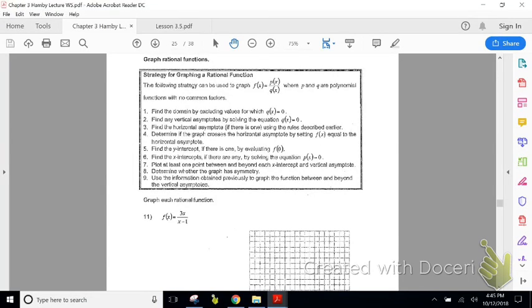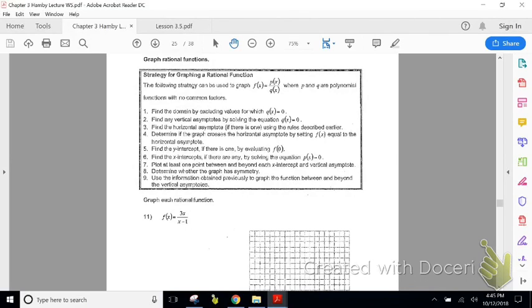Okay, so how to graph a rational function. There are several things we can look for to help us graph it. The first thing they tell us is to find the domain, then find our vertical asymptotes and our horizontal asymptotes. We're going to determine if the graph crosses a horizontal asymptote by setting the function equal to the horizontal asymptote.